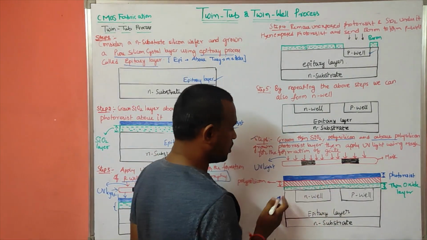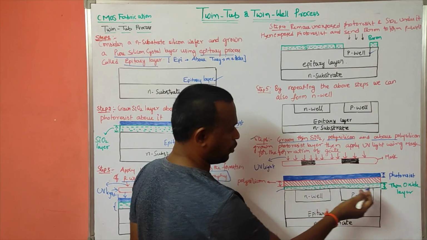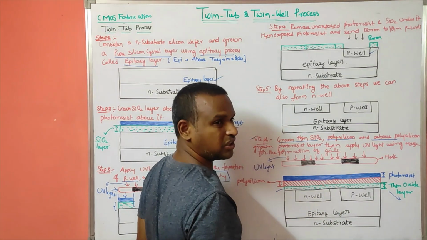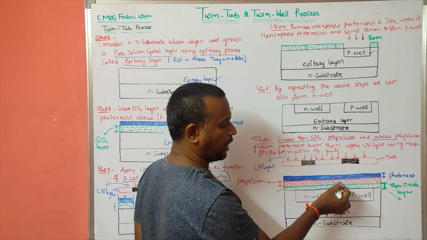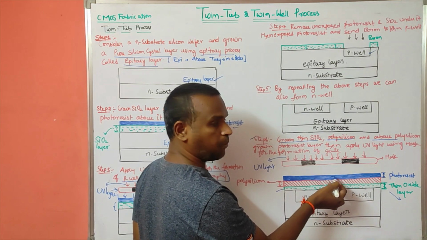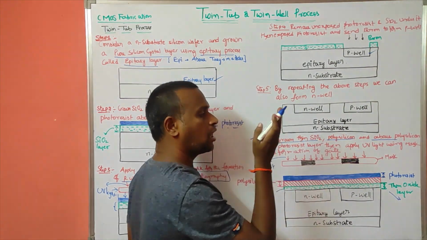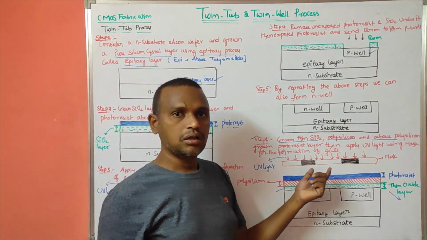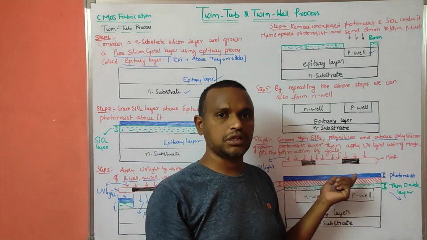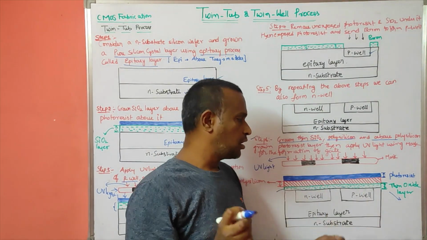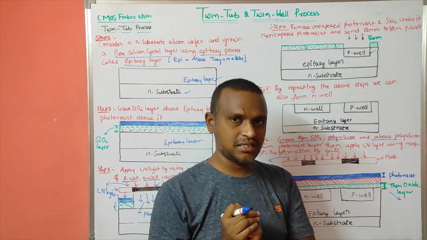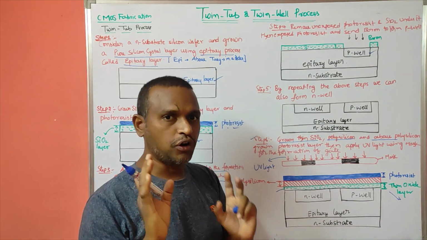Okay, so here this is nothing but the thin SiO2 layer, or thin ox as we call it. Above that we have the polysilicon. Above that polysilicon I have placed the photoresist, and that photoresist is exposed with the UV light. Here I have to form two gates.